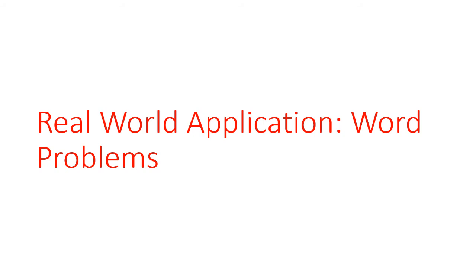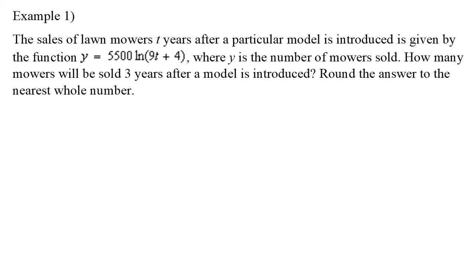All right, real world application, word problems. So here we have the sales of a lawnmower t years after a particular model is introduced is given by the function y equals 5,500 natural log 9t plus 4, where y is the number of mowers sold. How many mowers will be sold 3 years after a model is introduced? Round the answer to the nearest whole number.